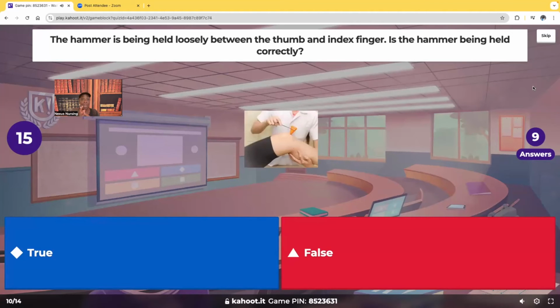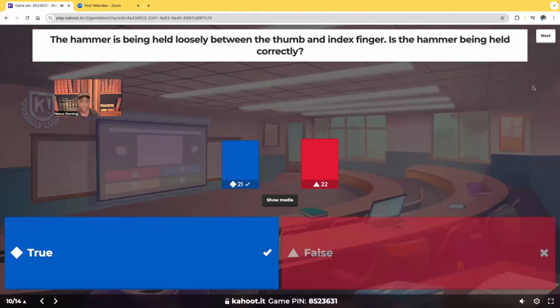It may be described to you or you may get the picture of it. Either way, you got to know this. If the hammer is being held loosely between the thumb and the index finger, which is what they're doing below, is that hammer being held correctly? What are they doing? They're checking for deep tendon reflexes. True or false? The correct answer is true, and it was close. 22 of you guys chose false.